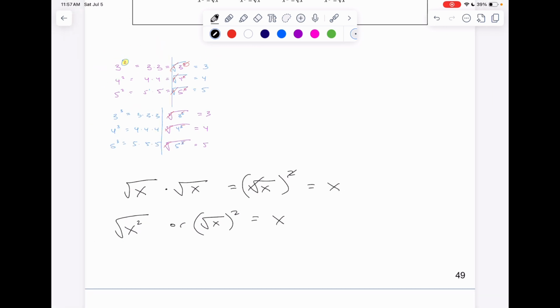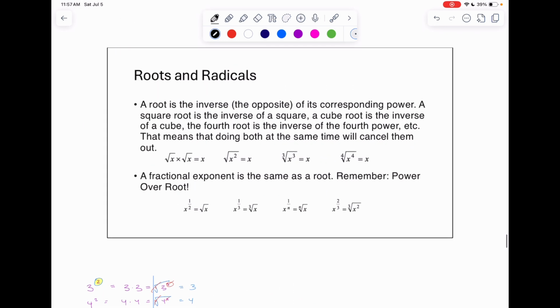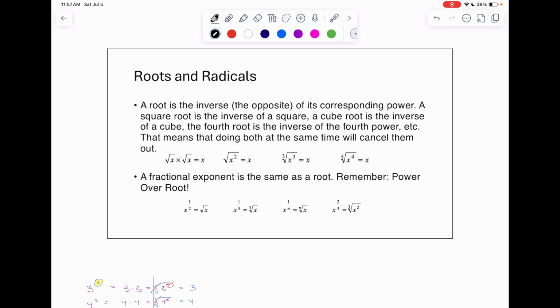So let's look at our little rules here. A root is just the inverse or the opposite of its corresponding power. A square root is the inverse of a square. A cube root is the inverse of a cube. A 4th root is the inverse of the 4th, and so forth. That means doing the same thing will cancel each other out. You can see some good examples here. Radical x times radical x just goes back to being x. And then if I square root a square, we get x. If I cube root a cube thing, it gives me x. If I take the 4th root of something to the 4th power, it gives me x.